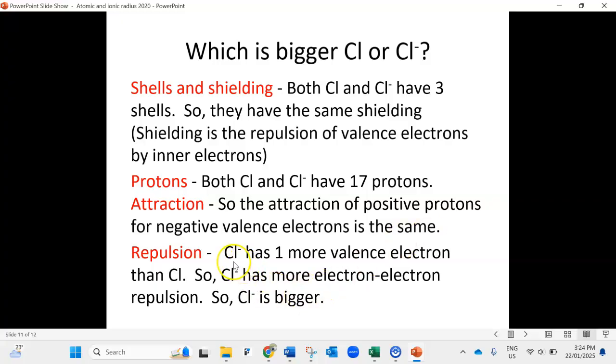However, Cl- has 1 more valence electron than Cl. So Cl- has more electron-electron repulsion for valence electrons. So Cl- is bigger.